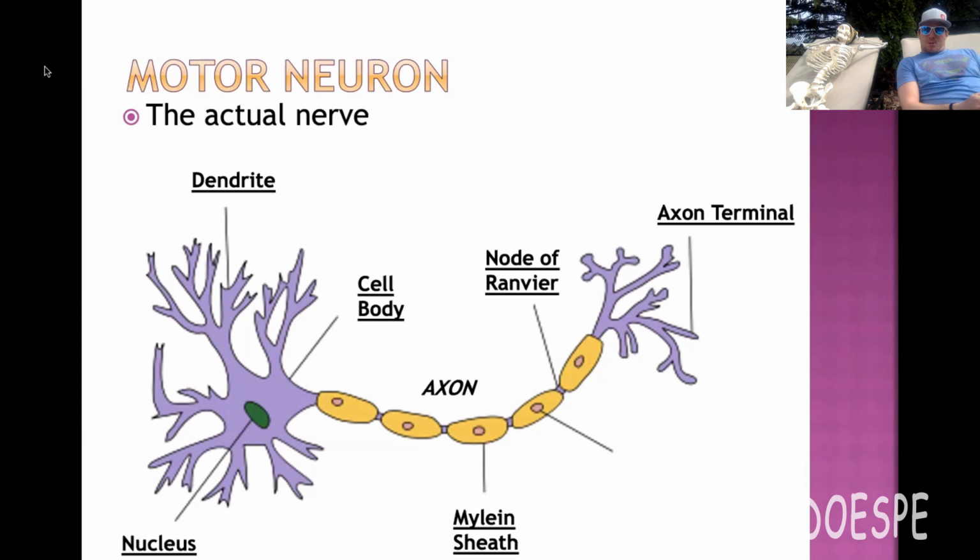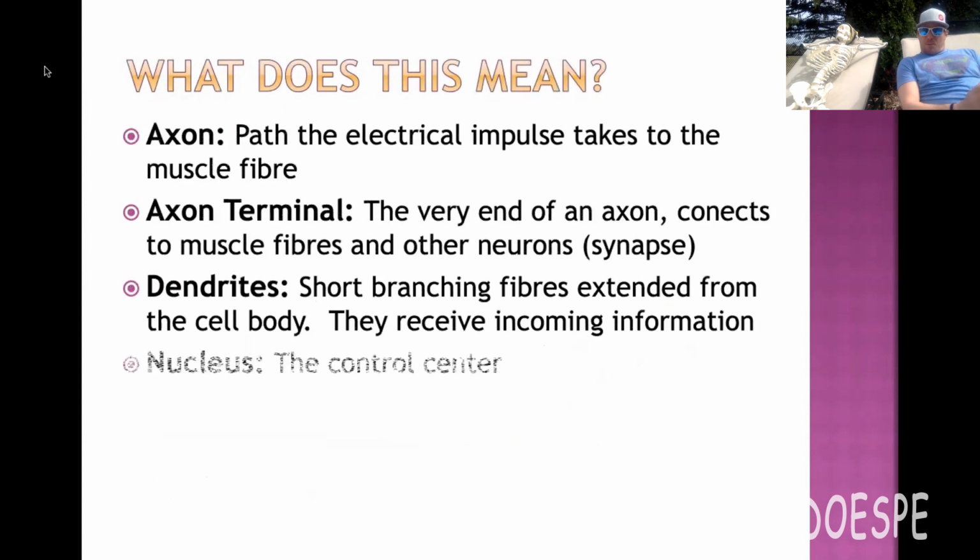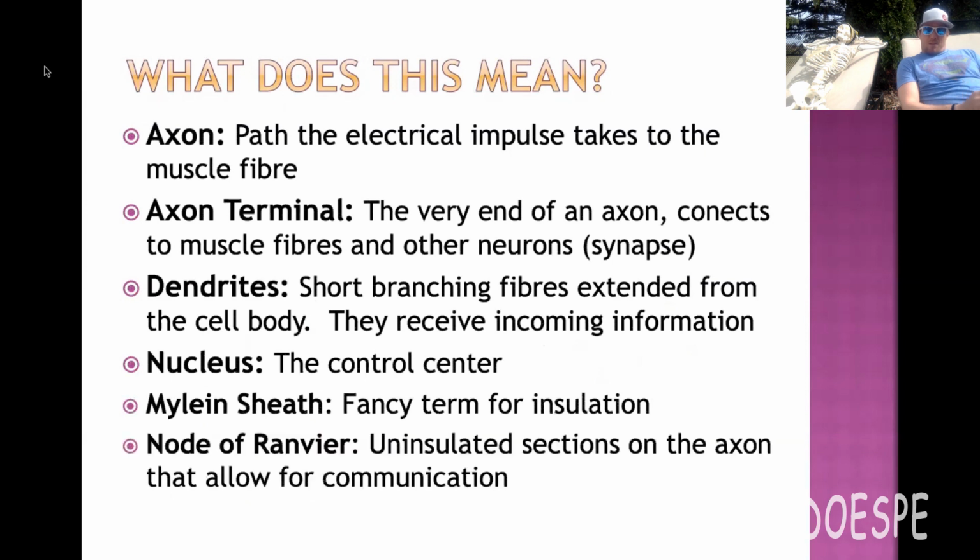So looking at just the terminals, or sorry, the names given to these, they're kind of straightforward. I've explained them right there. The axon is the path. The terminal is basically the start of the axon, where it connects to other fibers and other neurons to get messages.